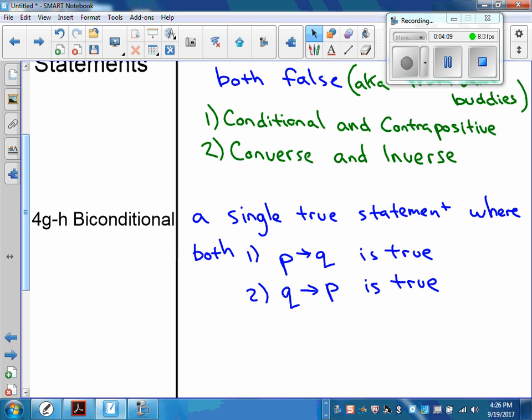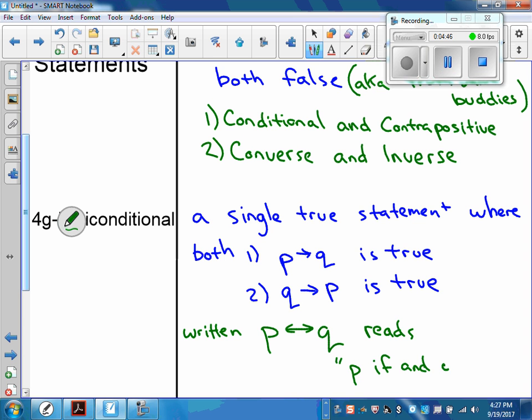This is written symbolically, and we talked about that symbol earlier, if you remember. P, double arrow, Q. It reads, P if and only if Q.